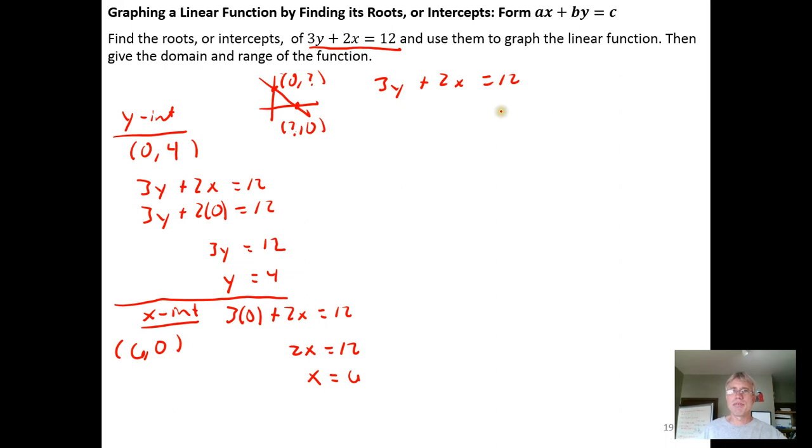So to do the graph, I just establish my x and y axes. I make sure I put arrows on the axes. I try to draw straight without having a ruler. And then I want to eyeball these before I do anything. (0, 4) is going to be plotted on the vertical axis or the y-axis. I should include my axis labels. And (6, 0) is going to be plotted on the x-axis.